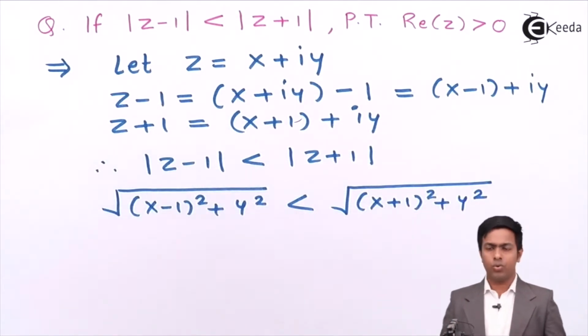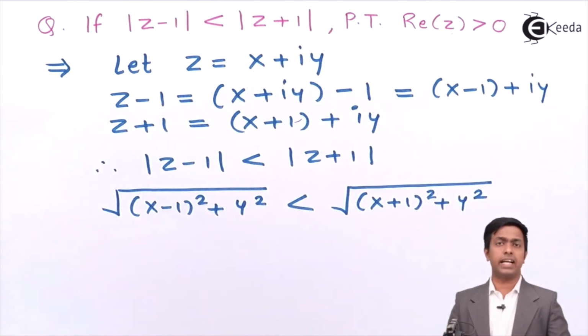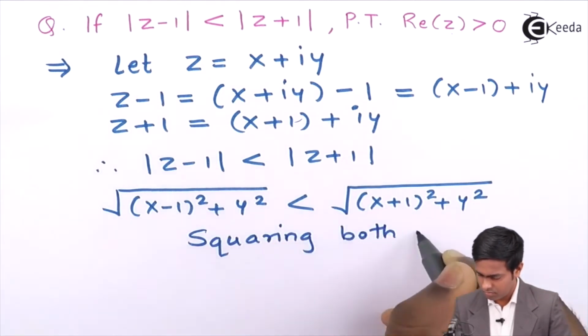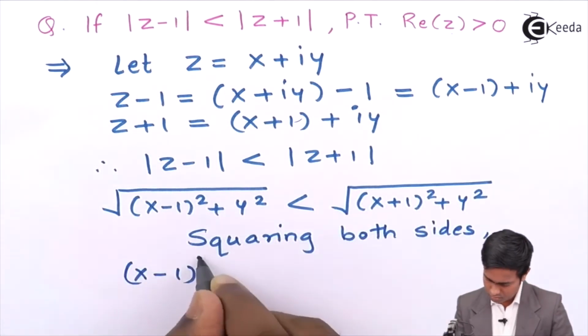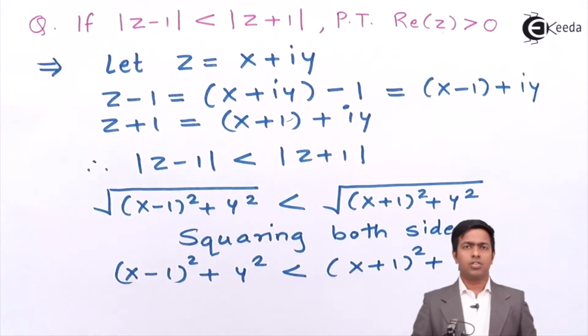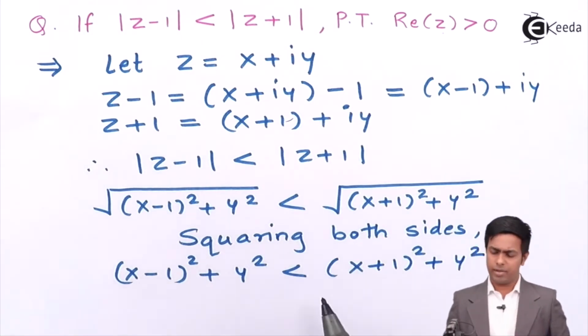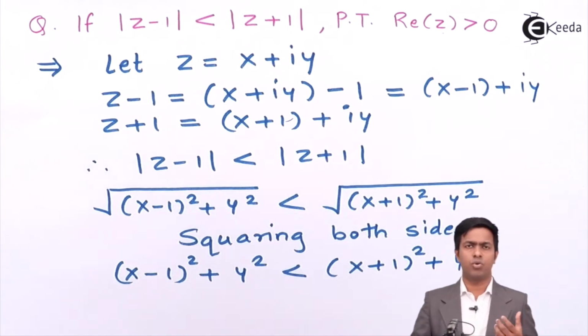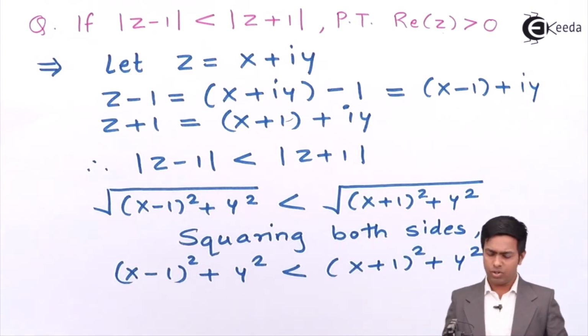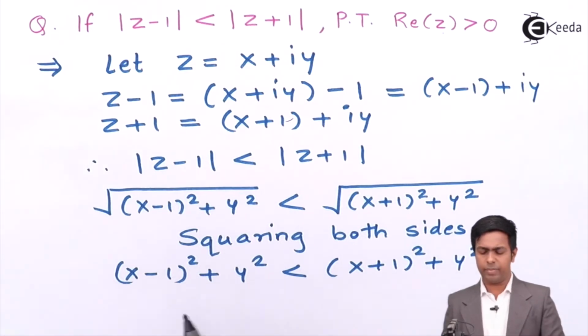Now, to prove that x is greater than 0, we have to solve both sides, and for that I will take the square on both sides. So squaring both sides we get the following. Basically we are dealing with an inequality because here we have a less than sign. You must know that if a is less than b, then by squaring, a square is also less than b square. So the condition will remain the same.